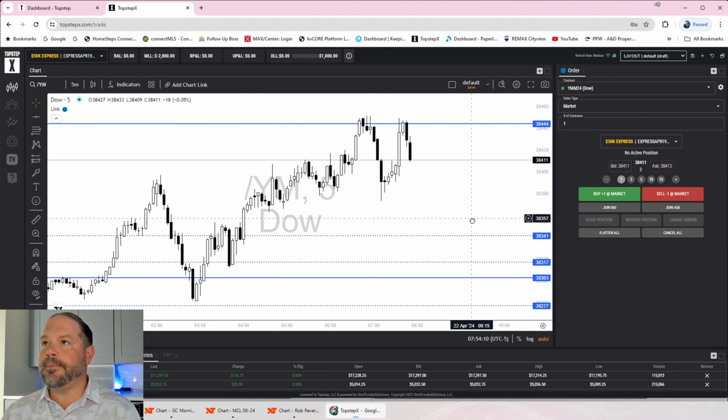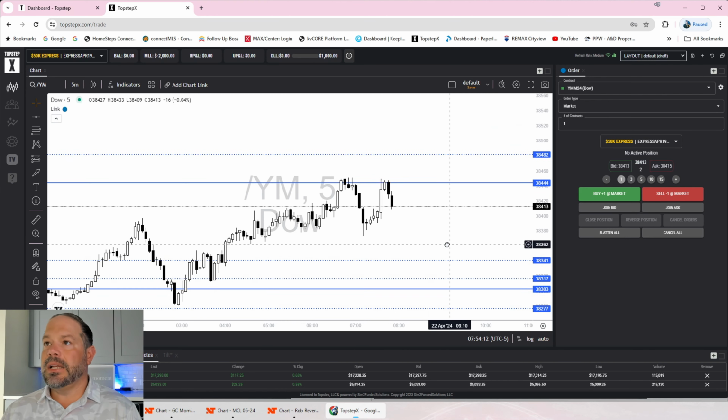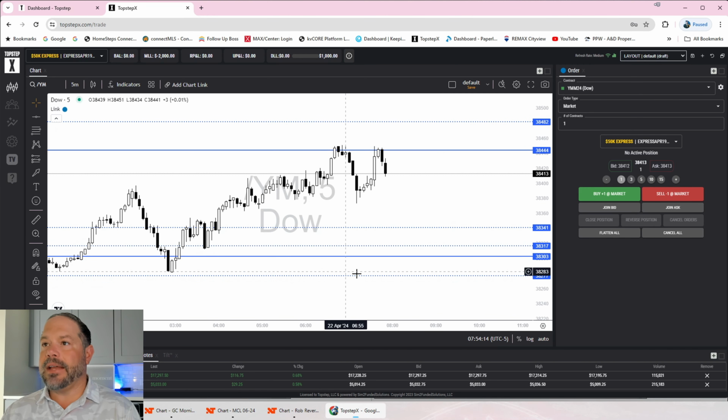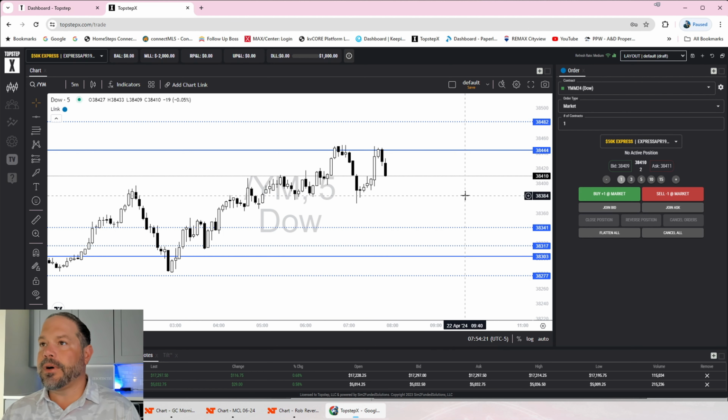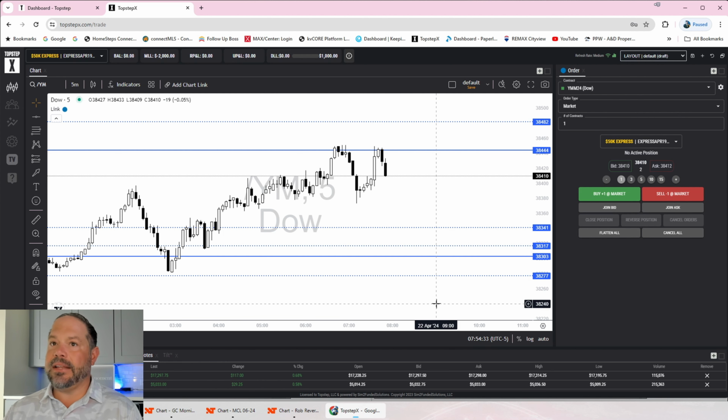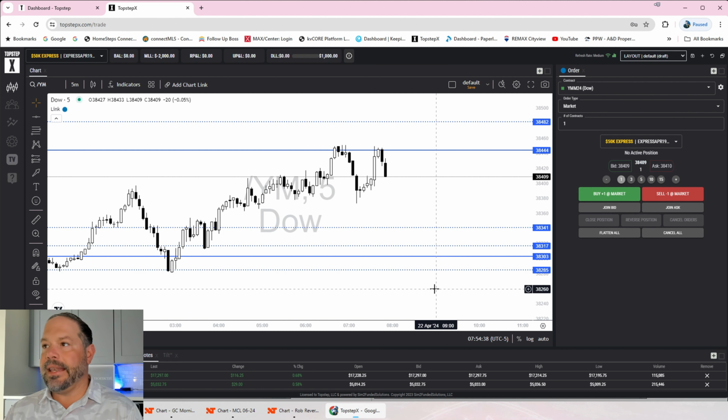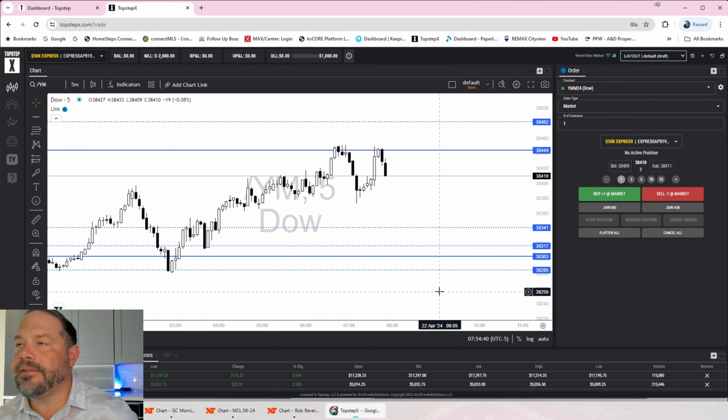On the YM, this one doesn't look too bad for some longs down here. We've got a strong level at 38.444. We've got a 5-minute level at 38.341, 38.317, a strong level at 38.303, and another level here at 38.277. Actually, this should be right there, 38.285.